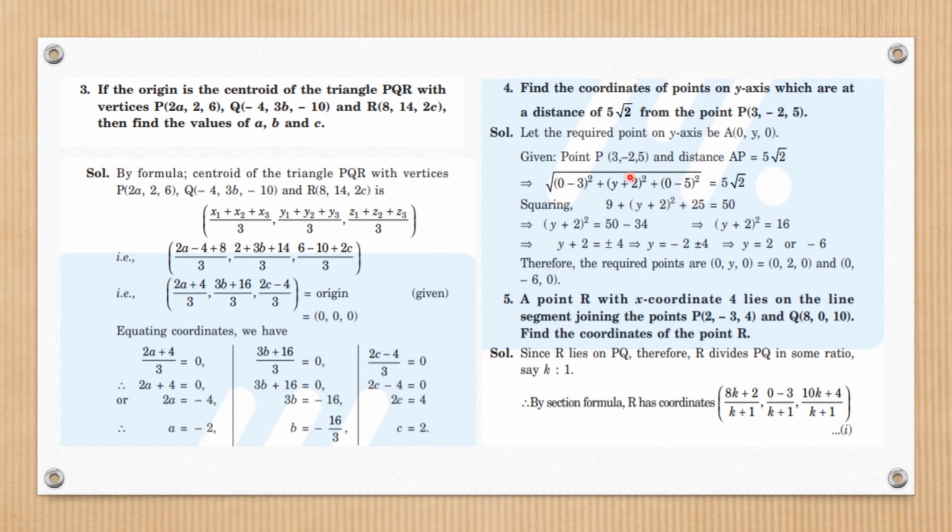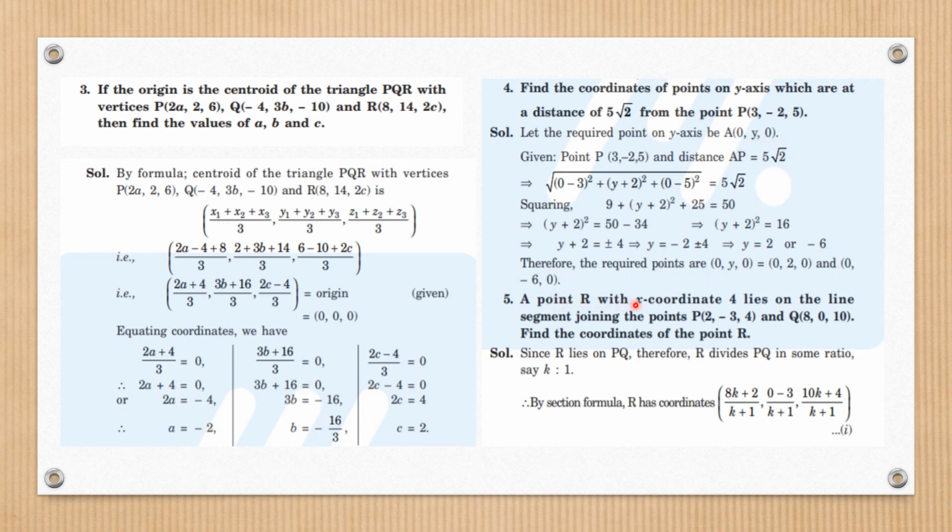Okay, so after applying the distance formula, this is 5√2. Now I have to open the squaring, and you will remove this square root. So I'll get two values of y here, as 2 or −6. So as per that, if two values of y are there, two points will be there: one will be (0, 2, 0) and the other will be (0, −6, 0).